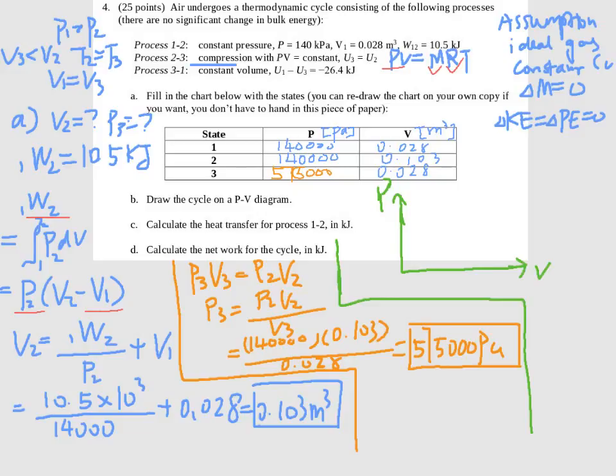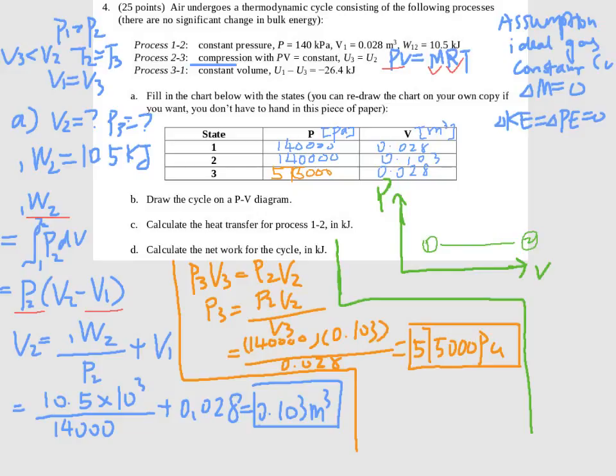So from state 1 to 2, it's constant pressure. So if we start here as state 1, it's going to be a horizontal line because P is constant. It's just a horizontal line here. So this is going to be state 2.